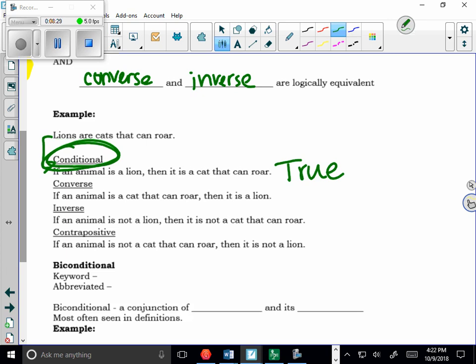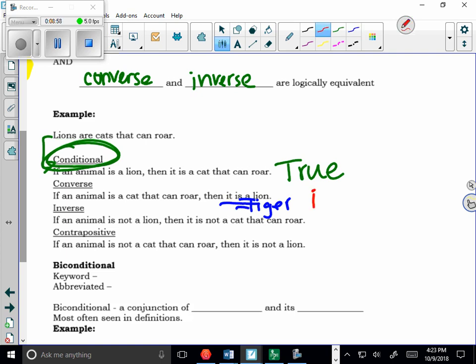Converse, they flipped it around. They said if an animal is a cat that can roar, it is a lion. Now that's not necessarily true. And that's kind of where I can start thinking about things like counterexamples and those types of things. Because if I say, I've got a tiger can roar, it's not necessarily a lion. So I'm going to say that this is false.